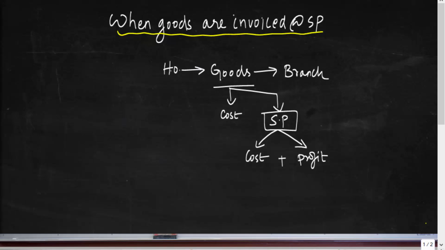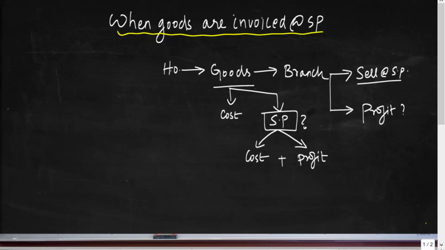First of all, why should HO send goods at selling price to the branch? That is what we should understand. Reason number one is basically to instruct the branch to sell at that particular price. The second motive can be that HO may be particular that the branch should not know what profit is made by the organization. Then HO will send goods at selling price, so the branch manager will have no clue as to what the profit is.